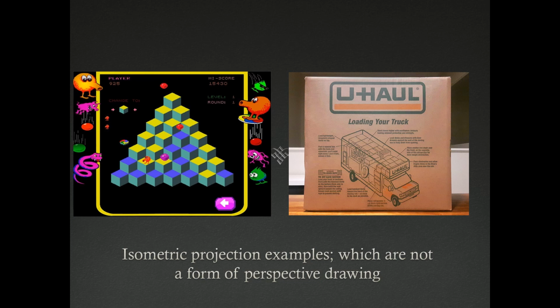And the same is true for this U-Haul illustration of a rental truck. The diagonal lines here and the ones going this way are completely parallel to each other. So it does represent this as a three-dimensional object, but it does not converge, so it does not work as a perspective drawing.